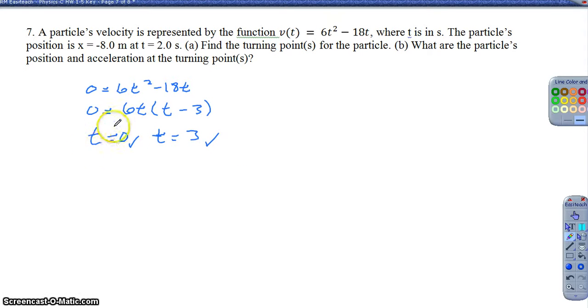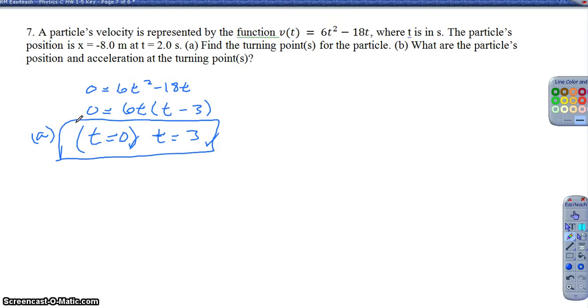Now 0, you could make the argument that that's where the particle started, so is it actually a turning point or not? But if we did project the motion backwards, this would be a turning point for it. So 0, you can kind of tentatively say is a turning point as well. This example is kind of a borderline one, but we're going to go ahead and work with both of these being our turning points.